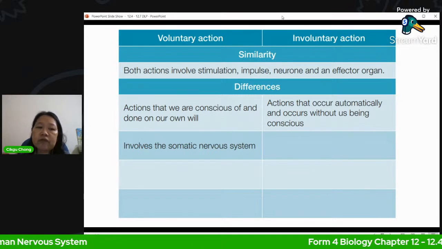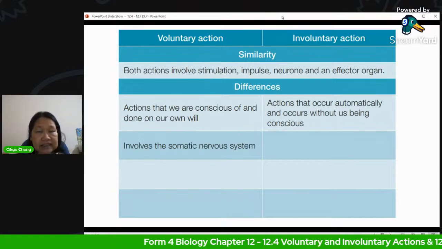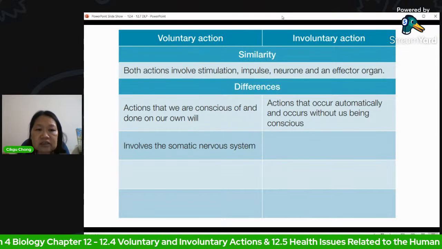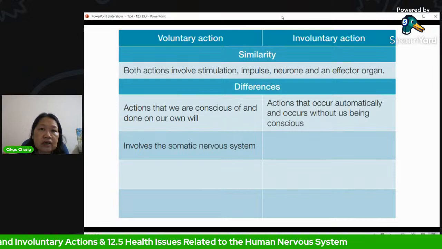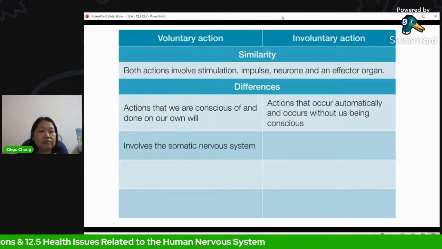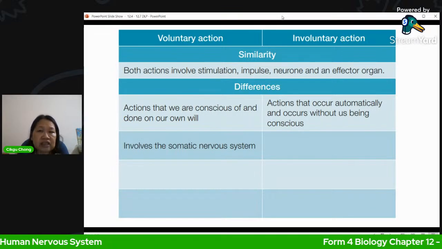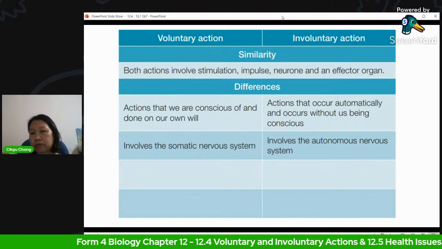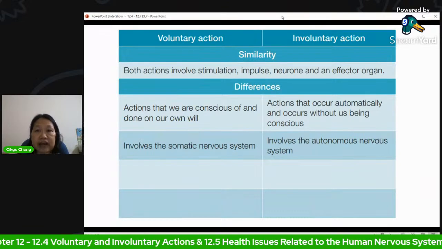The other one is involving what component of the nervous system. We have learned in the previous lesson, if you've forgotten, you can go and see the other videos in my channel. We have talked about the somatic nervous system, which controls the voluntary actions in the body. And then the other one, for involuntary action, is under the control of the autonomic, or autonomous, nervous system. So that one controls the involuntary action.